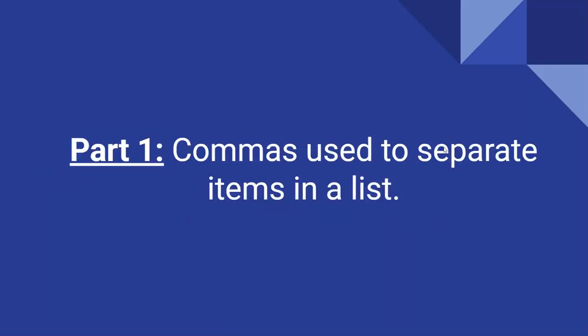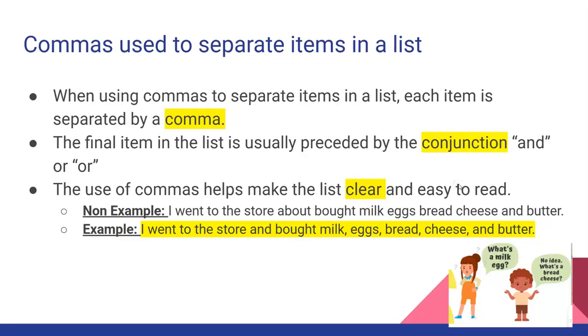Our notes today are divided into two parts. You'll see those separated on your note-taking sheet. And in this first part of our notes, we're going to be talking about using commas to separate items in a list. So when we are using commas to separate items in a list, each item needs to be separated by a comma. We're going to look at an example of that here in just a second. The final item in the list is usually preceded by the conjunction and or the conjunction or.